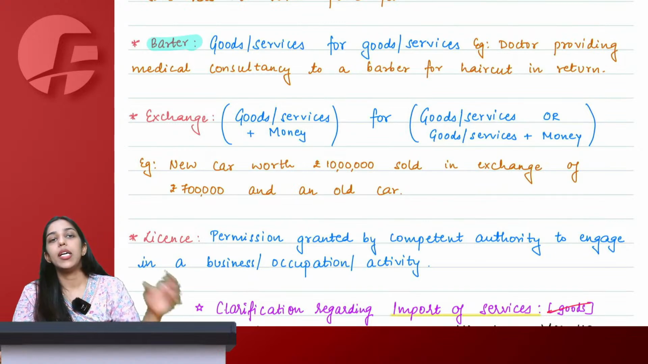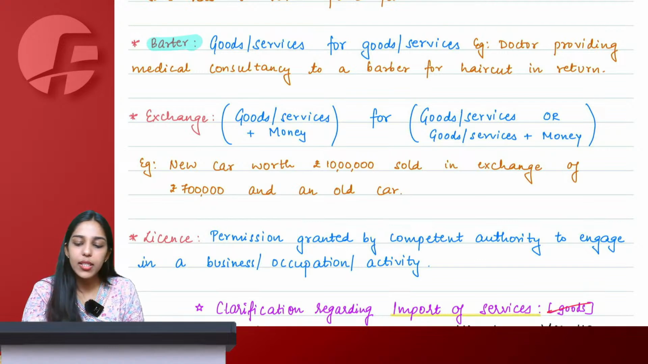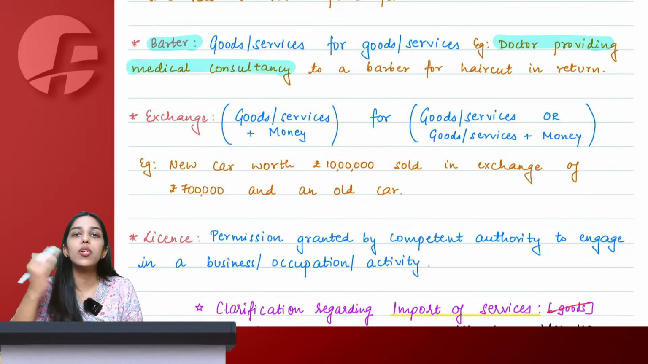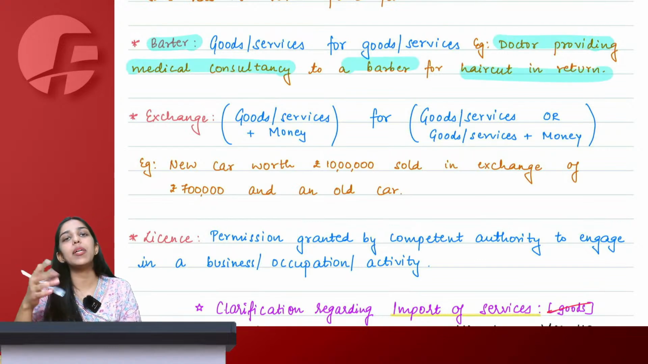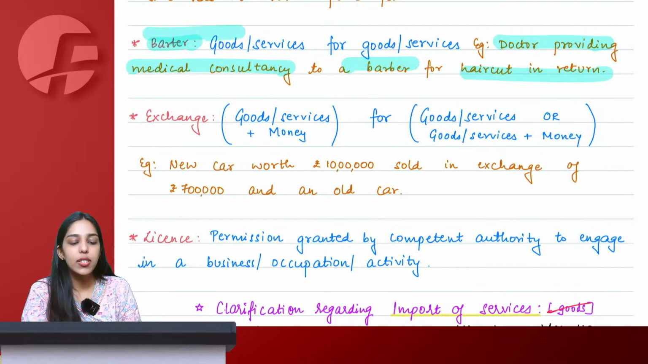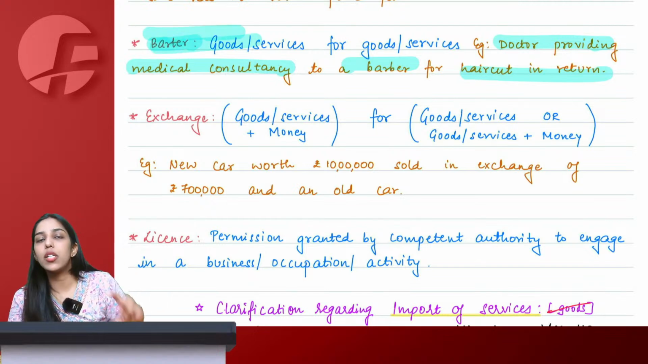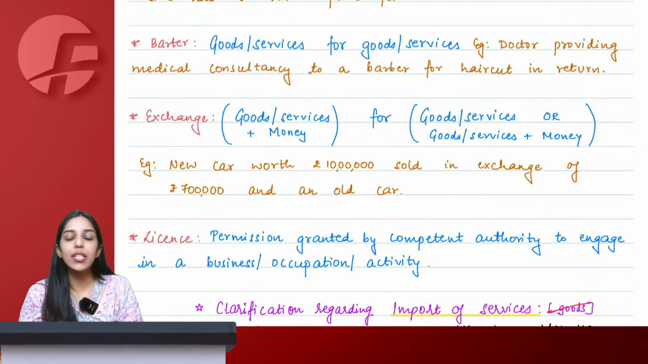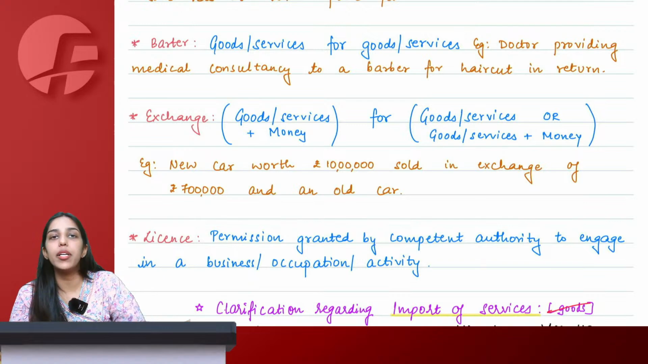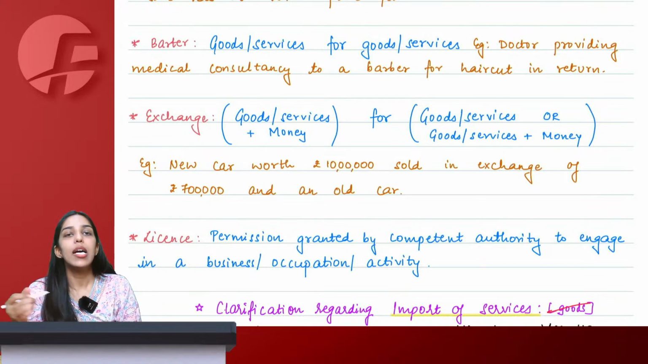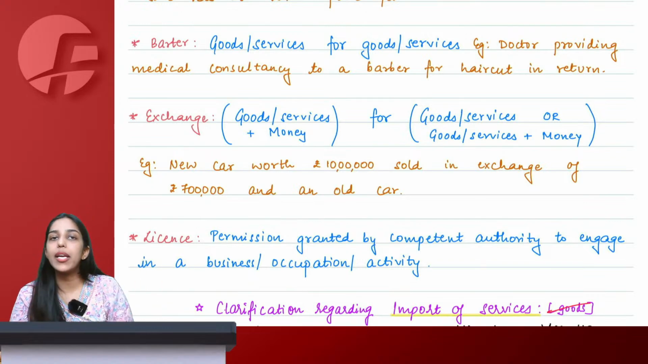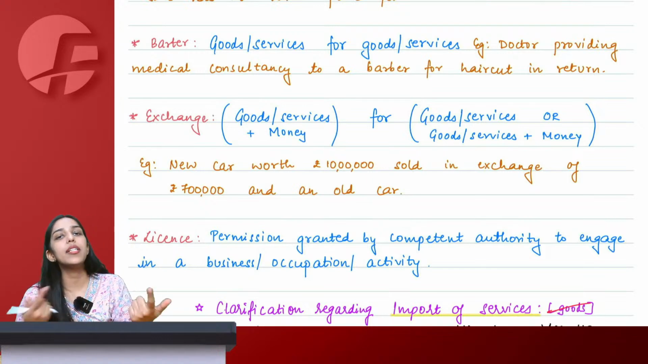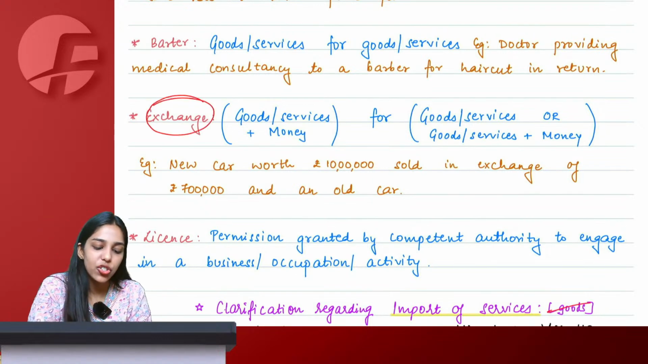Barter: simply, money is not being given. I give you wheat, you give me rice. Or let's say there is a doctor providing consultancy to a barber in return for the barber cutting the hair of the doctor. Now this is a barter where you exchange goods or services for goods or services. And we've already seen that consideration can be in other than monetary terms also. So in that case, even receiving wheat or rice or a haircut would be considered as supply and it is known as barter.